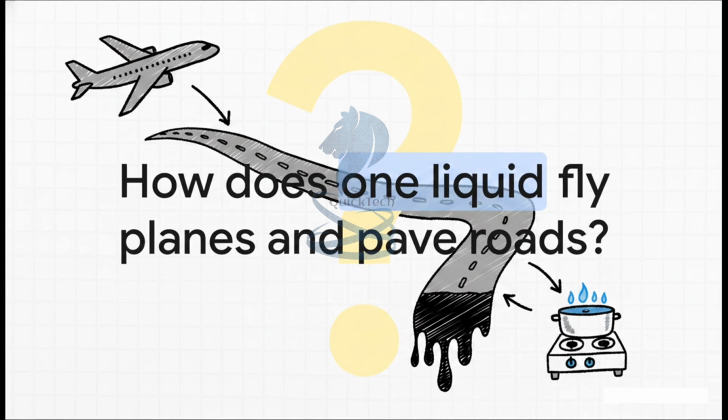So think about this for a second. Raw crude oil, straight out of the ground, is this tangled, messy mixture of hydrocarbons. How on earth does this single, thick, black liquid have the exact properties we need to fly a massive commercial jet at 30,000 feet, pave a super durable highway, and give us the clean-burning gas we use to cook dinner? It's kind of mind-blowing when you think about it. Well, the answer lies entirely in how we systematically heat and separate this raw material into its highly specialized parts.